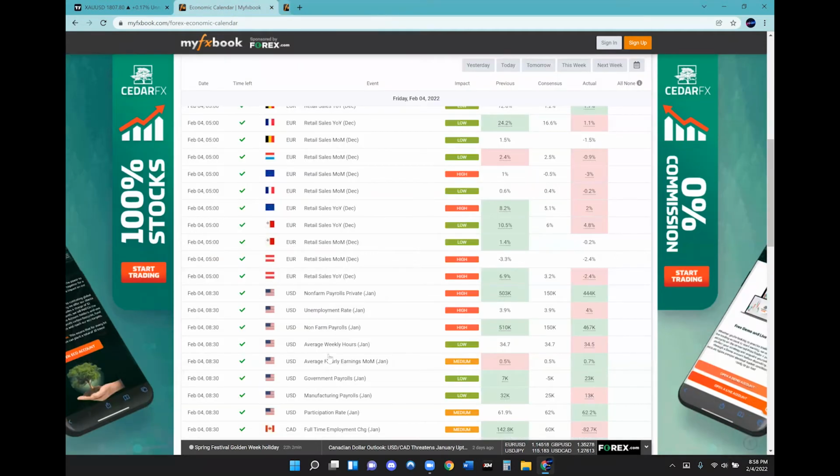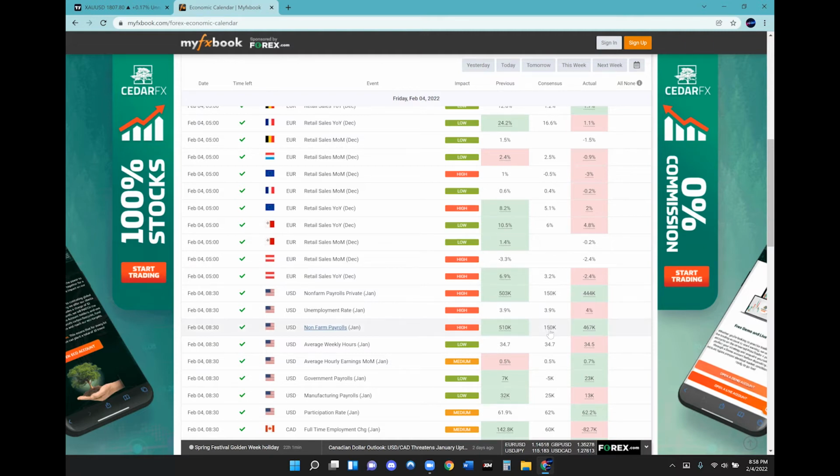As we go back, we can see that non-farm payroll was released on February 4th at 8:30 a.m. Eastern, right? And it was a high impact news. The last report read 510K, right? They expected this report to release at 150K, right? The report's actual data was 467K.